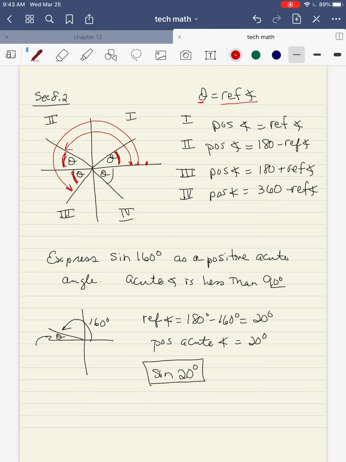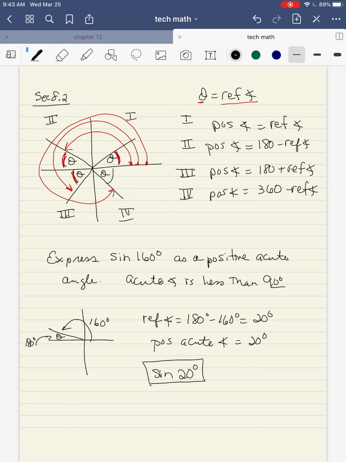So as an example, express the sine of 160 degrees as a positive acute angle. An acute angle is less than 90 degrees. So first I draw where 160 is. So 160 is in quadrant 2. So the reference angle is right here. To calculate the reference angle, it's going to be 180 minus 160. I know that this measurement here is 180. So I get 20 degrees.